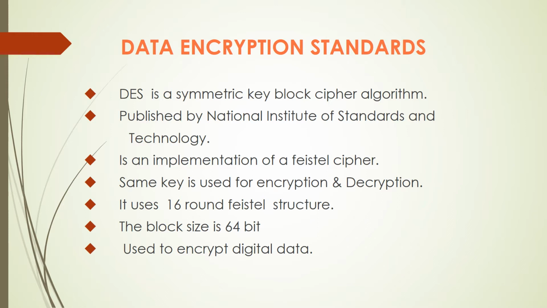So, in DES, the plain text is processed into ciphertext in a number of blocks. Here, the block size is 64 bit. So, at a time, 64 bit of plain text is processed to get the equivalent ciphertext.